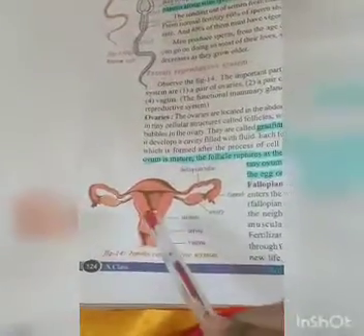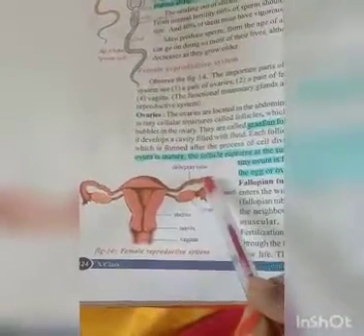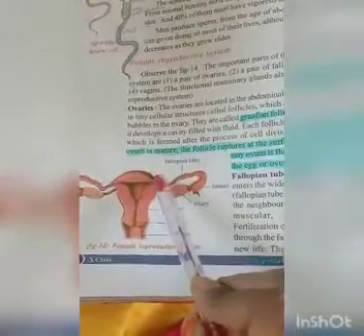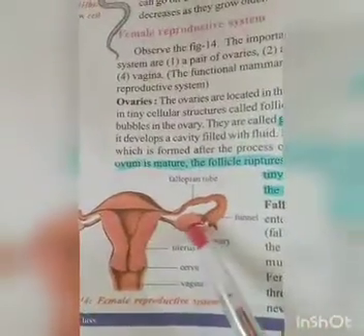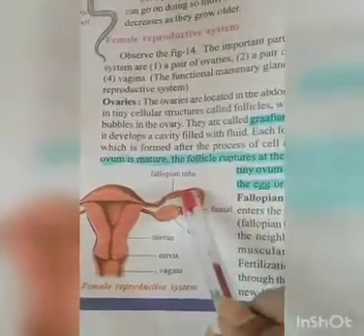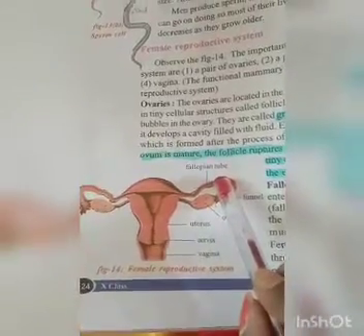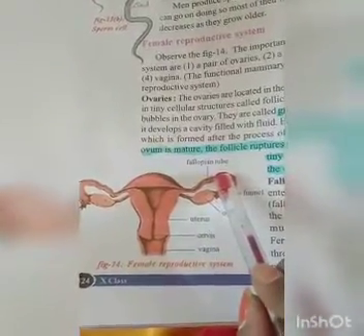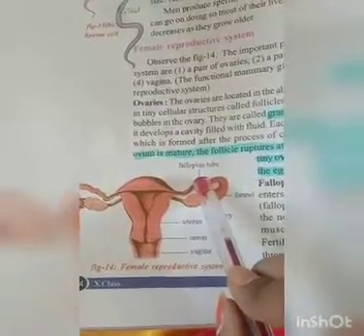Clear children? It consists of 2 ovaries with funnels, 2 tubes called fallopian tubes, uterus, and vagina. The ovary contains ova, which are collected by the funnel and enter the fallopian tube. Here in the fallopian tube, fusion of male gametes and female gametes takes place and forms a zygote.